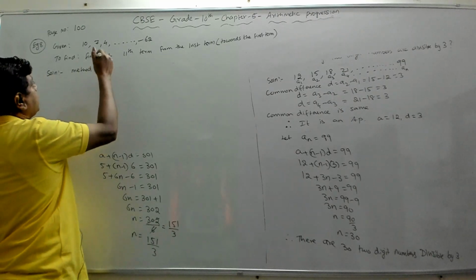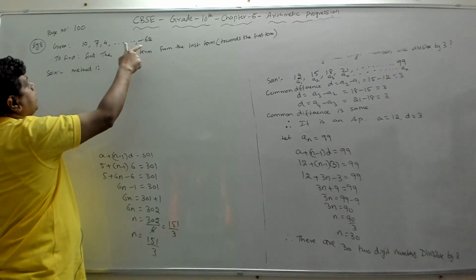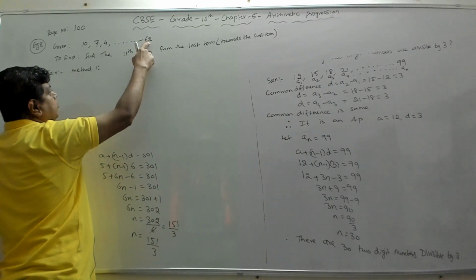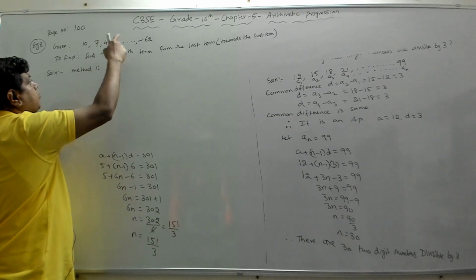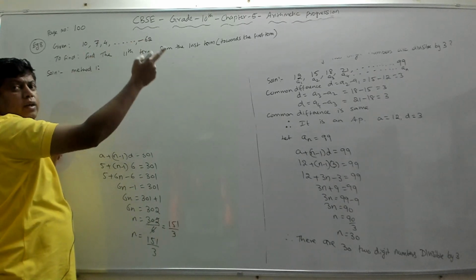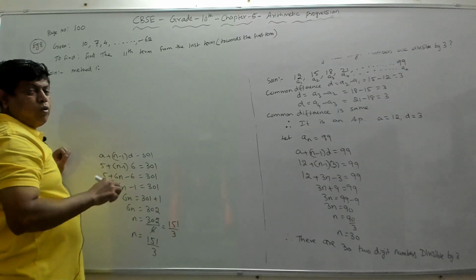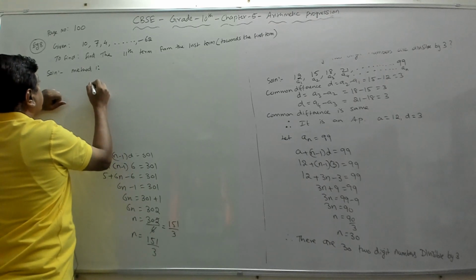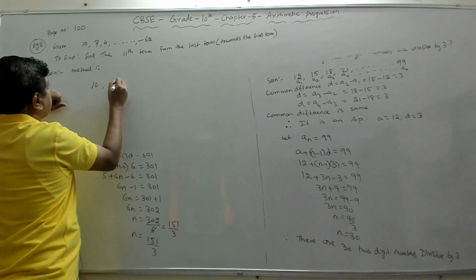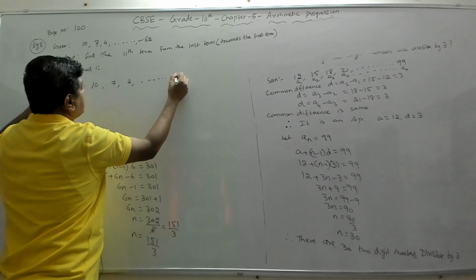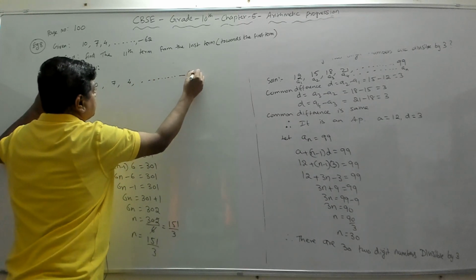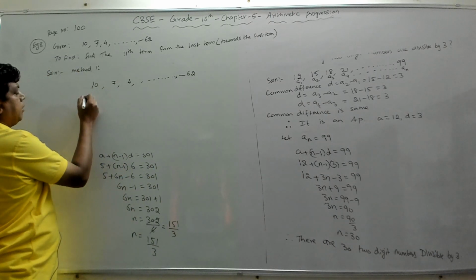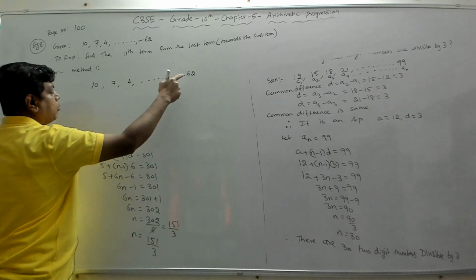So method 1 is, let's try to find first of all how many terms are there in this AP. This is the first term, second term, third term. What is this last term? Let's just find that first, only then we can find which is the 11th term from the reverse. So I'll write here, the terms are 10, 7, 4, ..., minus 62.